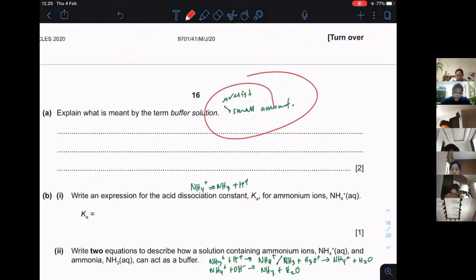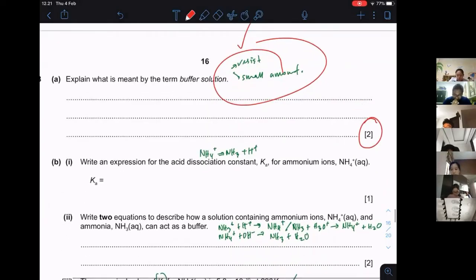So a solution that can resist the change of pH when a small amount of acid or alkali is added to it. So that is going to be the definition. A solution that resists changes in pH when a small amount of acid or alkali is added. So you get 2 marks.